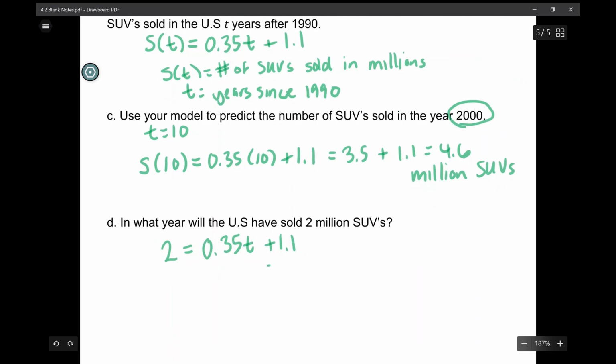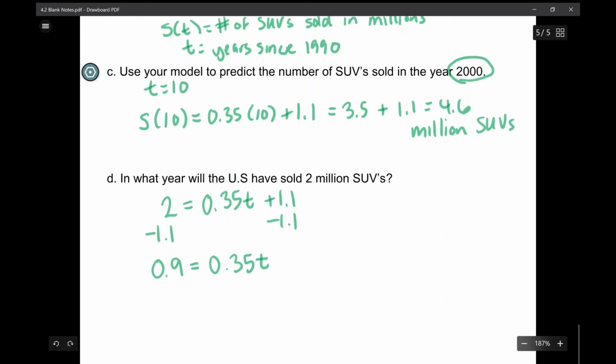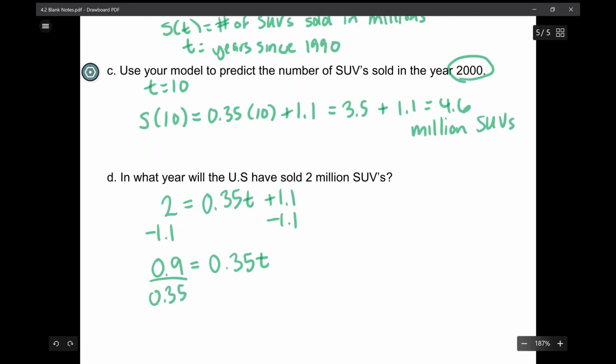All right, let's solve this guy. Minus 1.1 from each side. 0.9 equals 0.35t. Divide by 0.35. And I get t equals 2.57, but I'm going to round. So if t equals 0 is 1990, then t equals 2 is 1992, and a little bit more means during 1992, right? Halfway through 1992.